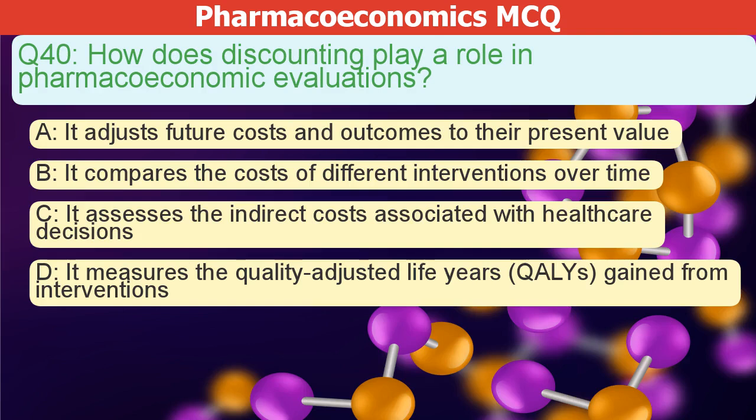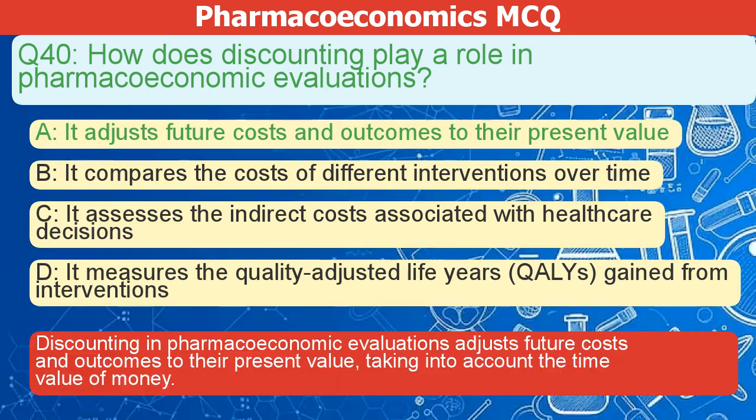How does discounting play a role in pharmacoeconomic evaluations? It adjusts future costs and outcomes to their present value. It compares the costs of different interventions over time. It assesses the indirect costs associated with healthcare decisions. It measures the quality-adjusted life years, or QALYs, gained from interventions. The correct answer is A. Discounting in pharmacoeconomic evaluations adjusts future costs and outcomes to their present value, taking into account the time value of money.